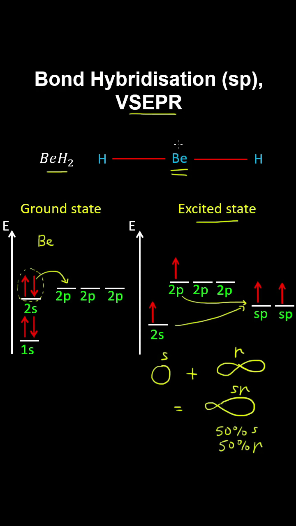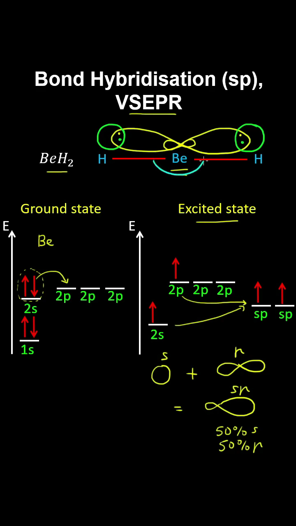So if we draw our orbitals, each has 1 electron in it, and these overlap with the s orbitals of hydrogen. So to get the maximum repulsion between these electron pairs, the angle between the bonds in this molecule is 180 degrees. So here we say beryllium is sp hybridized, and the geometry of the molecule is linear.